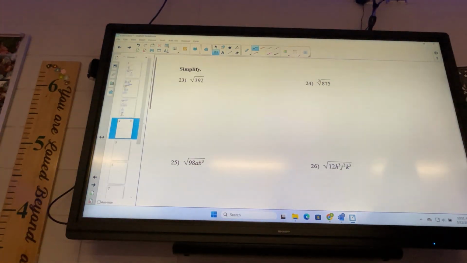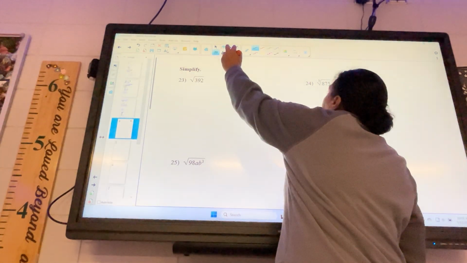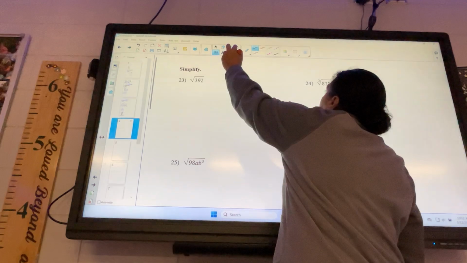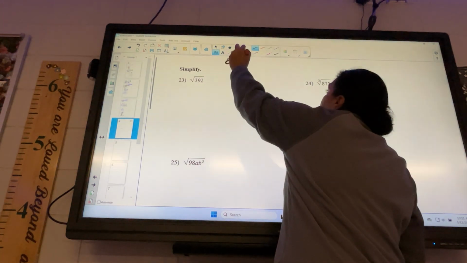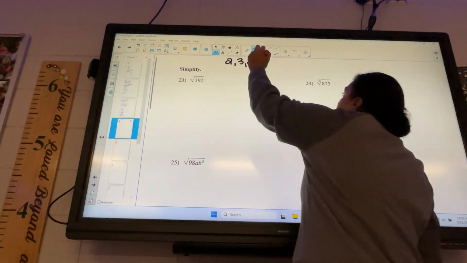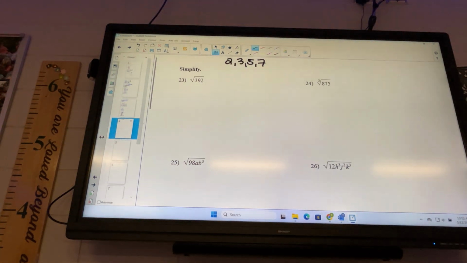What are our magic numbers? Some of you guys started remembering these earlier. 2, 3, 5, 7. Okay, 2, 3, 5, 7. If there's no number on the outside of the house, what number is it? 2. There's a 2. Okay, so if there's no number on the outside of the house, there's a 2.